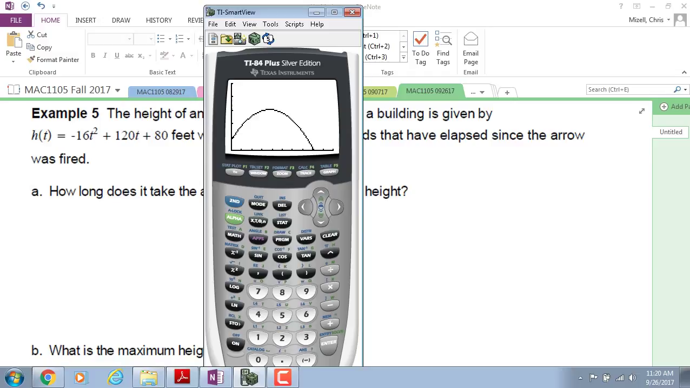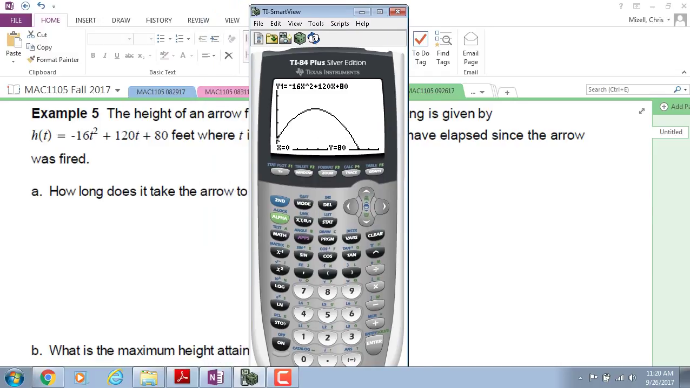If we wanted to determine how high the arrow is at a particular point in time, we could use the second calculate value function. So press the second button, and then the trace button to get to the calculate menu. And number 1 on the list, value. And we're inputting time here at 0 seconds. At the instant the arrow is shot, it's at a height of 80 feet, 80 feet above the ground.